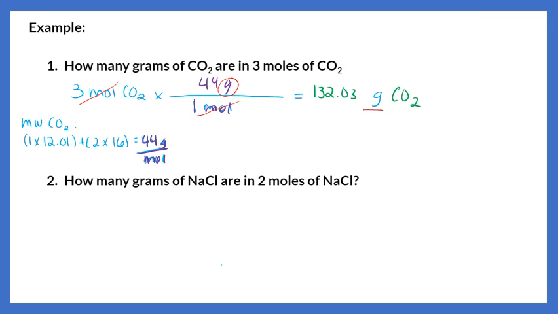Let's do the next one. How many grams of NaCl are in 2 moles of NaCl? Well, first we need to find the molecular weight of NaCl, and it's 22.99 plus 35.45, and you can find those numbers off the periodic table. So that equals 22.99 plus 35.45 equals 58.44. I'm actually going to put it in purple. Same number, I'm just putting it in purple so you guys can see it.